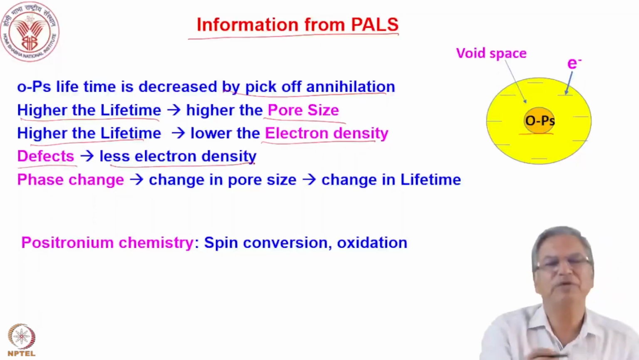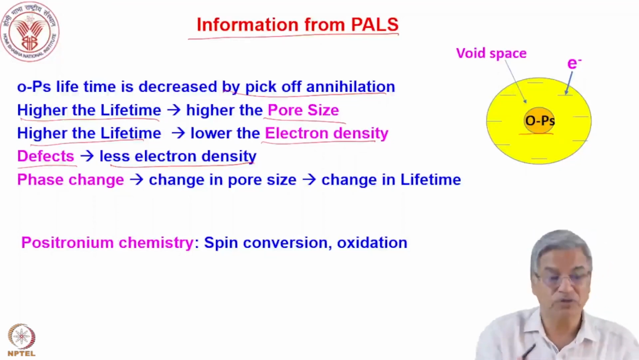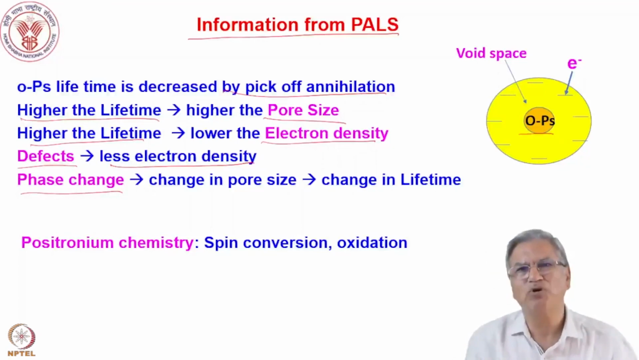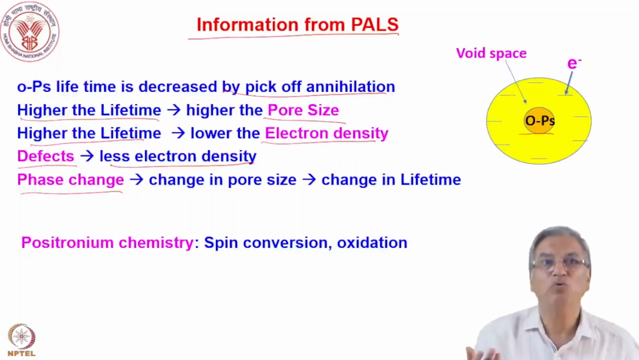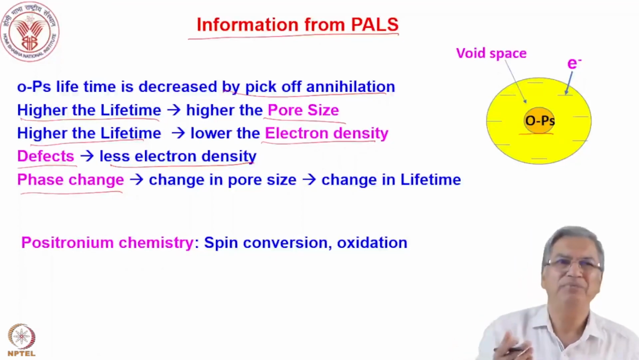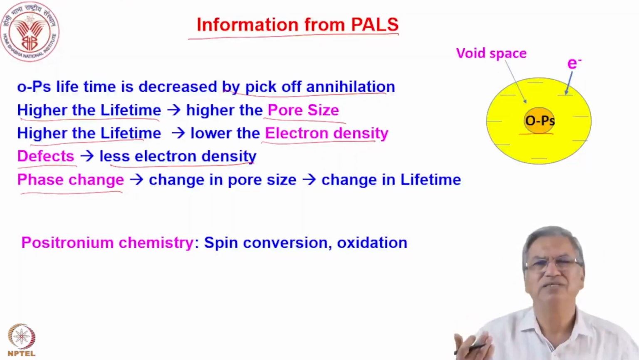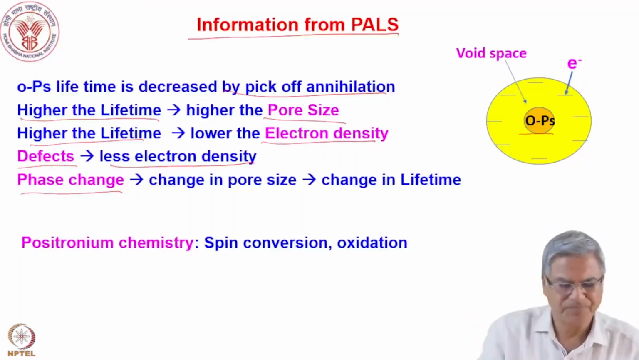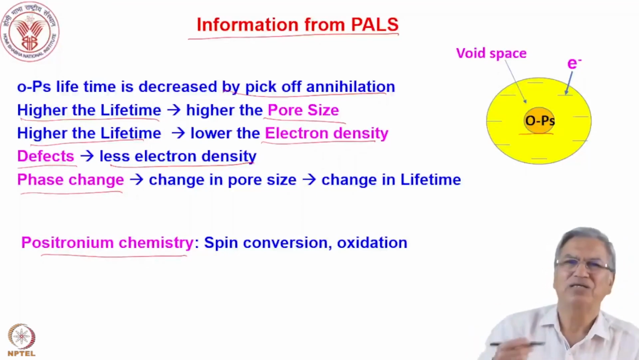Defects: wherever the electron density is less, that means it is a defective site, so it will give you the defect concentrations. And for phase change in polymers, if there is a change in the polymer pore size, it is going through a phase change, so it can tell you about the change in pore size, or essentially phase transition. Certain plastic materials can undergo changes, so it can tell you about different phases. That's like glass transition in plastics can be monitored. And of course, positronium chemistry also can be studied, like positronium can undergo oxidation. The electron is taken up by the metal ion, and you have a positron.